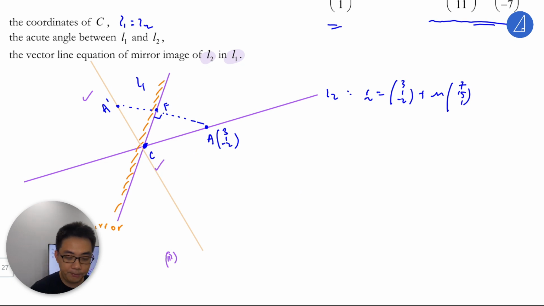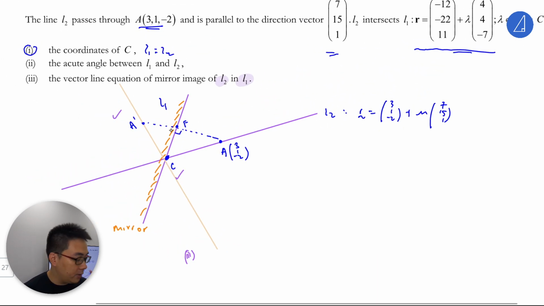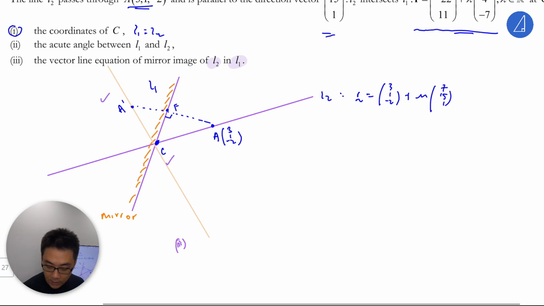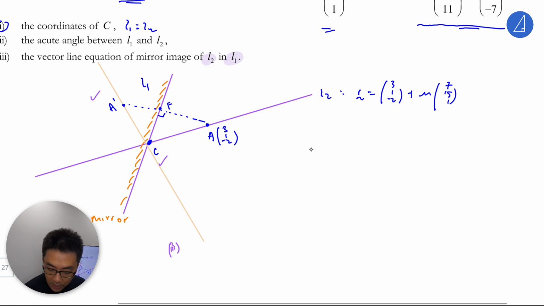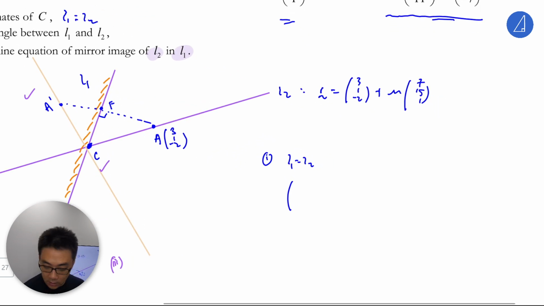Now remember, the foot of perpendicular, you already found it. First question: the first page is actually all the same, the first column. So part one should be quite fast. L1 equals L2, then we just equate to find C. Find C first. C is important. So (3, 1, -2).